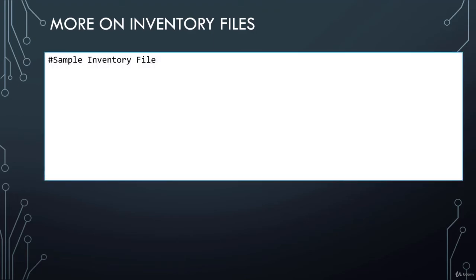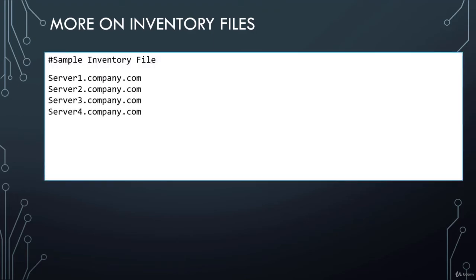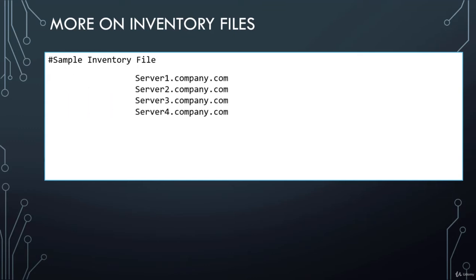Let's take a deeper look into inventory files. For example, I have a list of servers named from 1 to 4. However, I would like to refer to these servers in Ansible using an alias, such as web server or database server. I could do this by adding an alias for each server at the beginning of the line and assigning the address of the server to the ansible_host parameter. ansible_host is an inventory parameter used to specify the FQDN or IP address of a server.